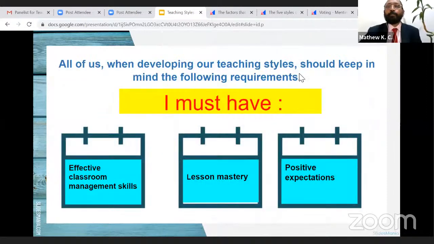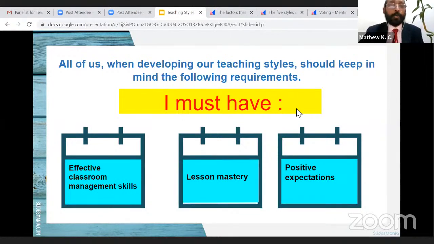I must have effective classroom management skills. Everybody knows that is compulsory, a must. And then lesson mastery. Yes, sure. Without lesson mastery, we won't be able to proceed. And positive expectations. The teacher should always be positive, and teachers should always have an optimistic approach. So all these have to be in our mind all the time. But apart from these, there are so many other requirements that we can think of.